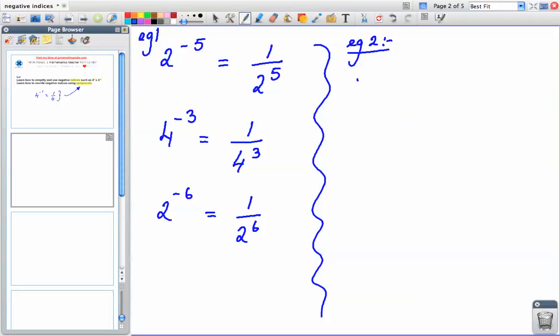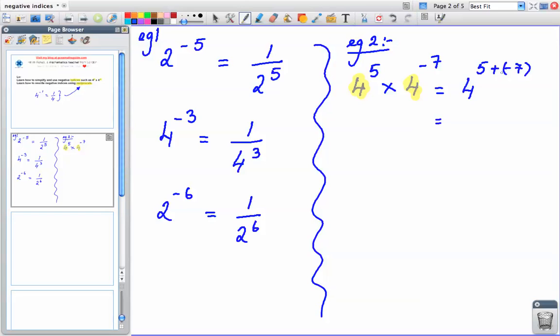So let's say I had 4 to the power of 5, and I want to multiply this by 4 to the power of minus 7. The first thing you should realize is that the base is the same. So I've got 4 here and 4 here, which is my base, and it's the same. So what I can do is start adding my powers because I've got a multiplication. So if I do that, I get 4 to the power of 5 plus minus 7.